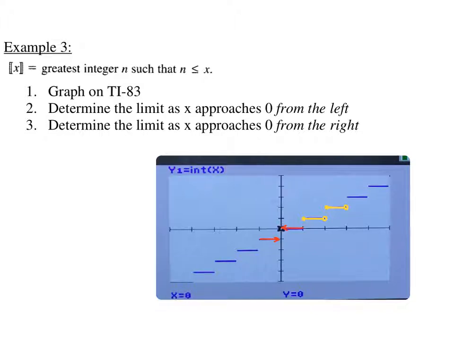Alright, so the limit as x approaches 0 from the left of this greatest integer function. It's just kind of a double bracket. What would that equal? Yeah, -1. It's approaching -1. Does it actually equal -1? No. But it's approaching -1 from the left.